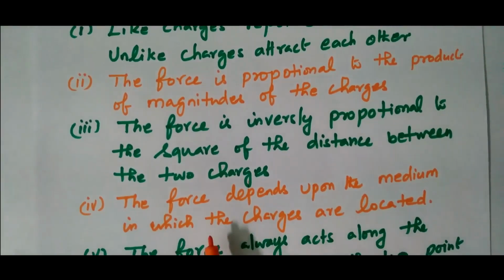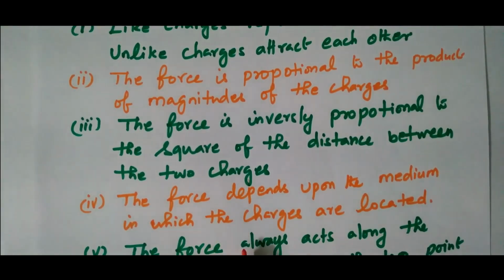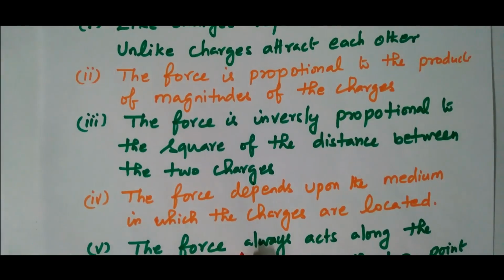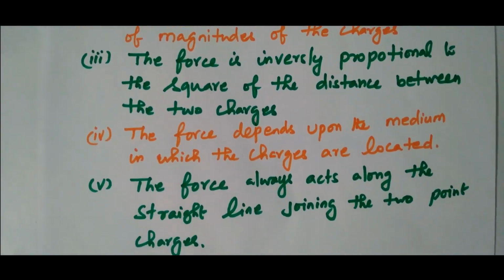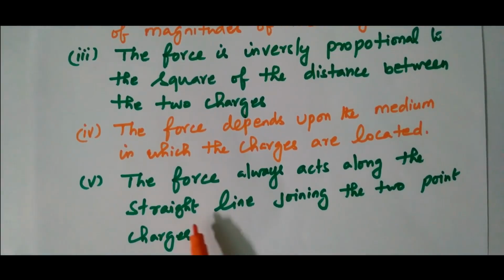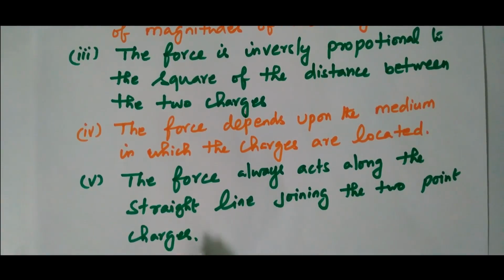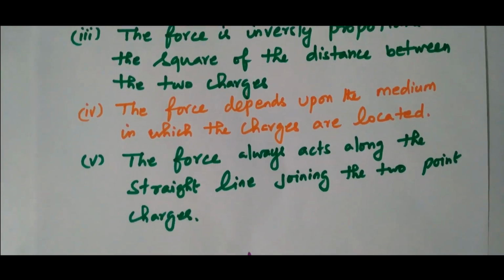The force depends upon the medium in which the charges are located. And the last one is that the force always acts along the straight line joining the two point charges. So these five characteristics are given by Coulomb. Based on that we can go for the derivation.